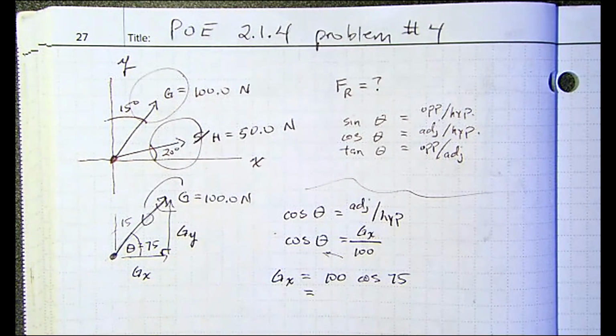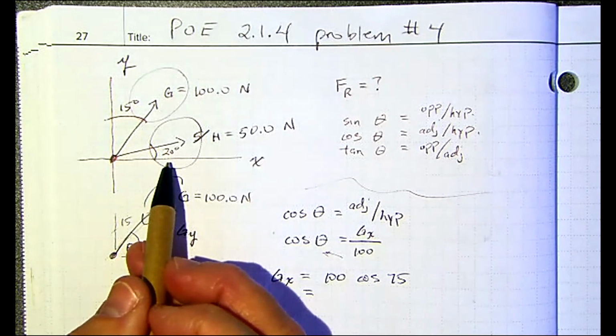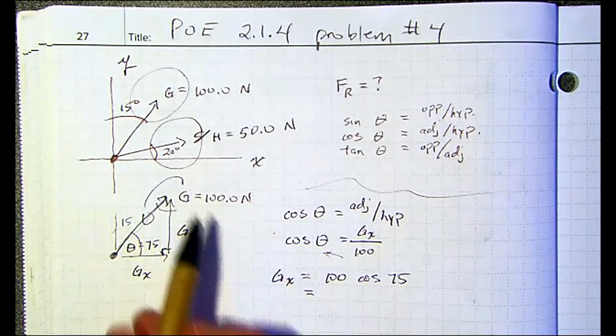No, I'm talking about like in the graph that you drew. In the graph, oh, you mean down here? Yeah, which angle are you trying to find? I'm trying to find the components of G.